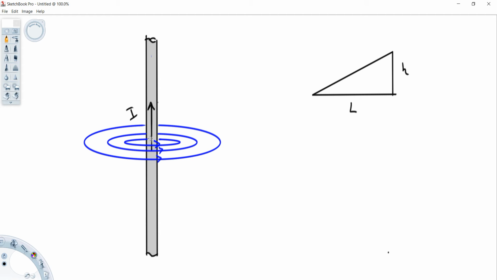Now remember, the field lines around a wire are circular. You tell which way they run by the right-hand rule. Imagine grabbing this wire, thumb in the direction of the current. Your fingers tell you which way the magnetic field lines go.